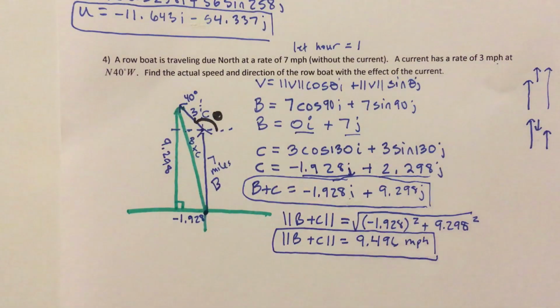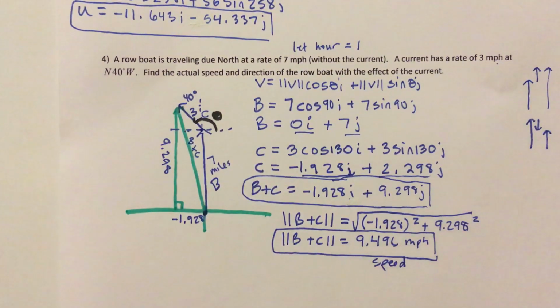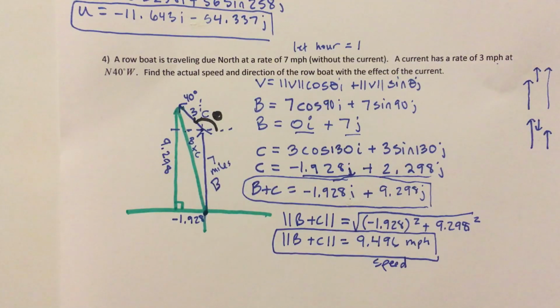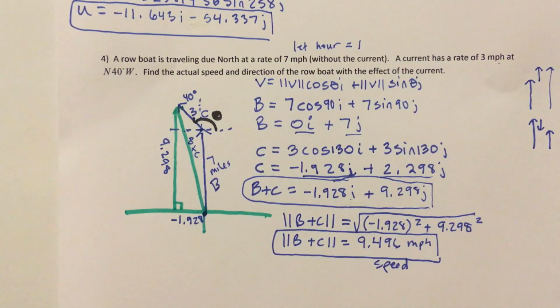All right, so now this is the speed. If it asks for speed, that's what it's talking about. So now the boat, with the help of the current, is going 9.496 miles per hour, which is about 2.5 miles an hour faster than it would be going on its own. So the current's helping this boat go fast, which is kind of nice.